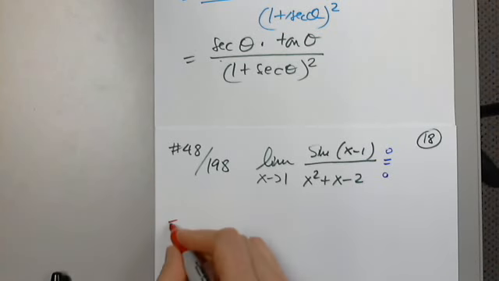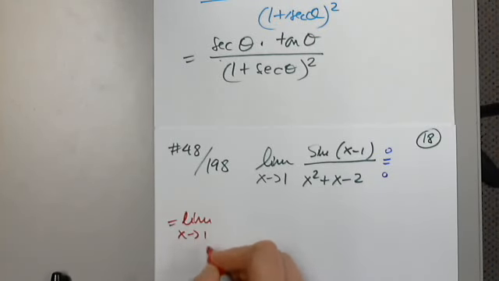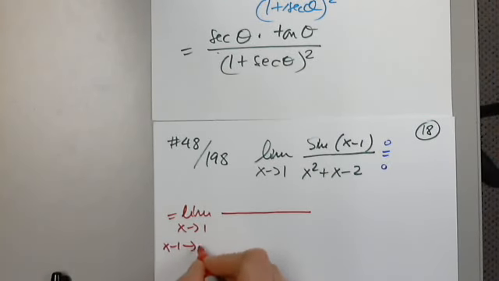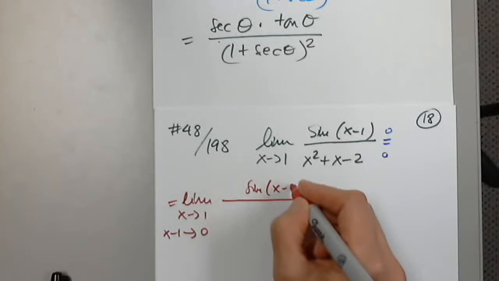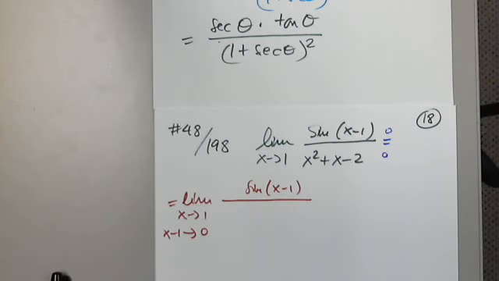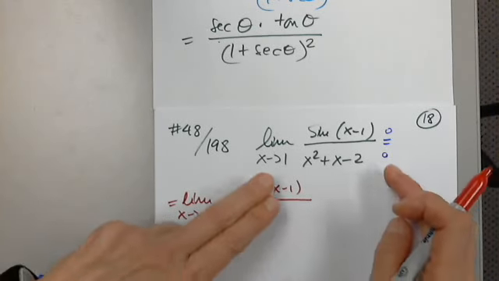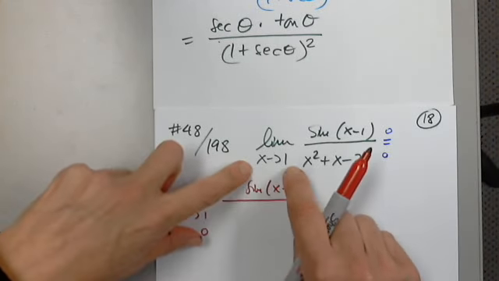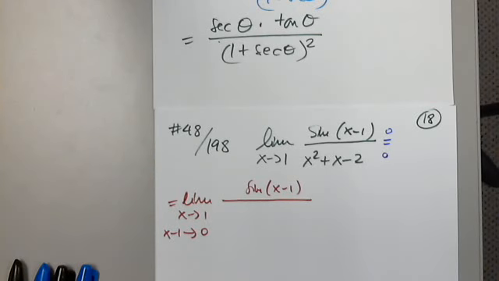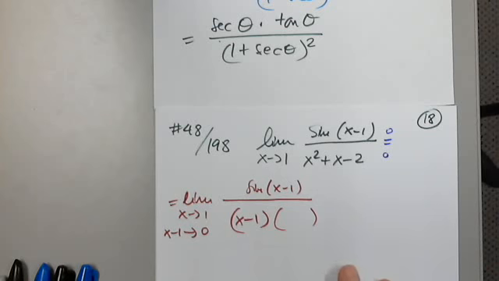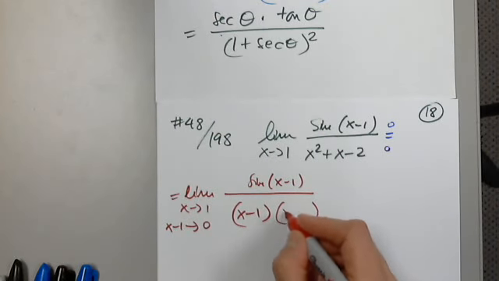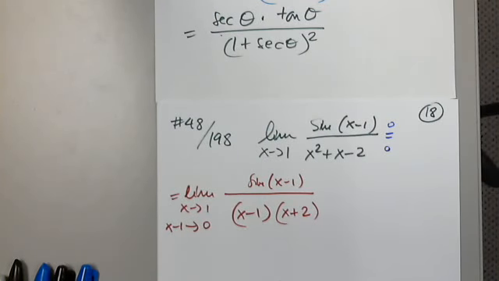So for now, if you remember how we did this together, we said that if x approaches 1, x minus 1 approaches 0. And then we left sine x minus 1. We had something similar on the test. And what did we do with the denominator? Once I get 0 in a polynomial, when I plug in 1, I know there is a factor x minus 1, of course, it must be. And the other factor will be x plus 2.